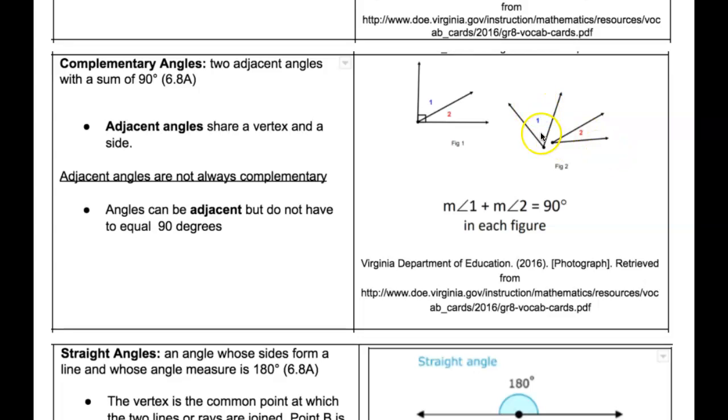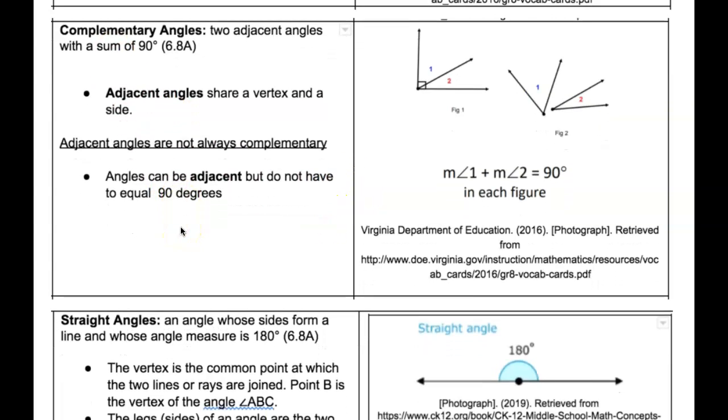Now, two angles don't have to be adjacent in order to equal 90 degrees. So if 1 and 2 both added together equal 90 degrees, that is complementary. But in this second case, that is not adjacent because they don't actually share a vertex. They are separate from each other. So complementary, please remember 90 degrees.